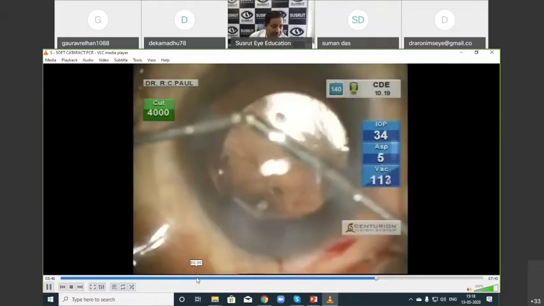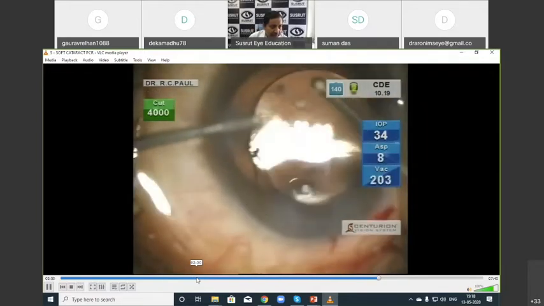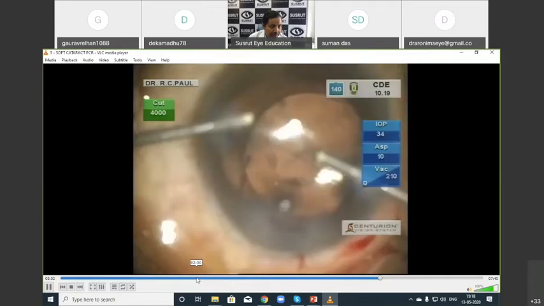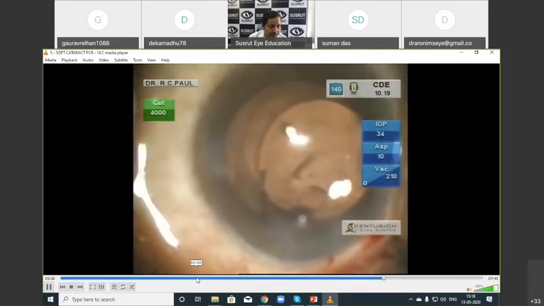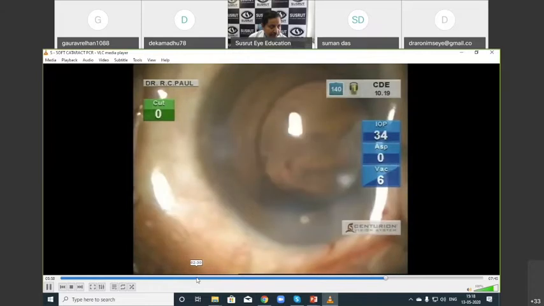There are so many questions about the fluidics. IOP here is 34. Vacuum here is 210.